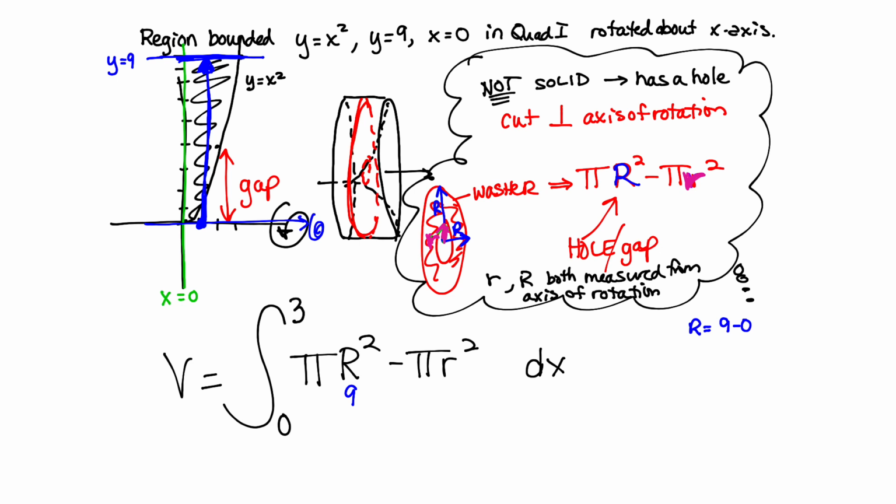Right? The top curve is 9, the bottom curve is 0. So my big radius really is 9 minus 0, or just 9, if I'm thinking of it as distance. And my little radius measures the gap. My little radius r will always measure my gap. Little r is this function minus 0.